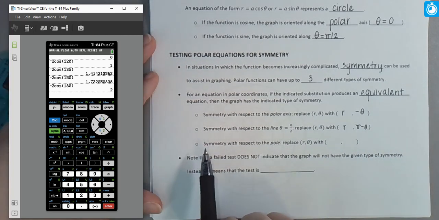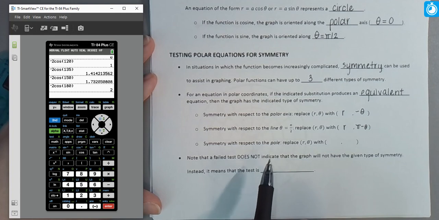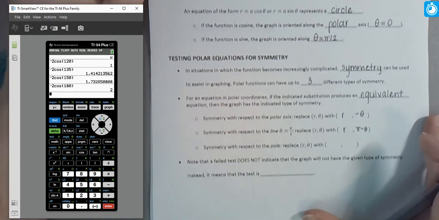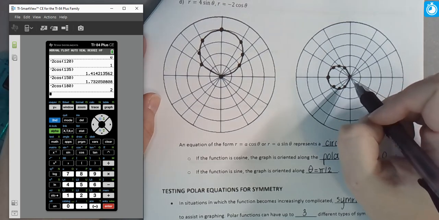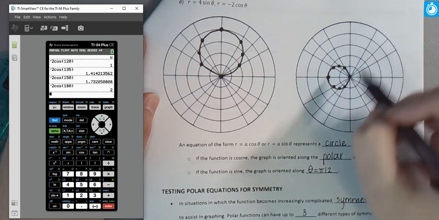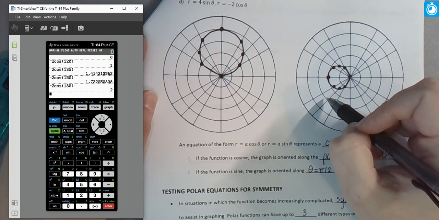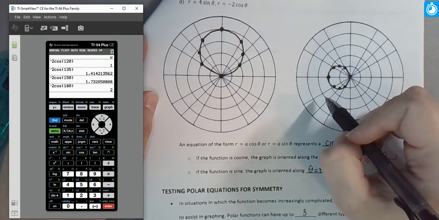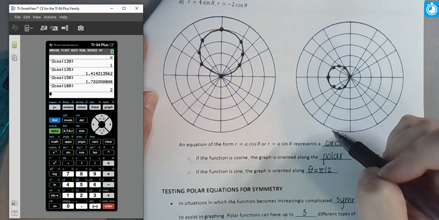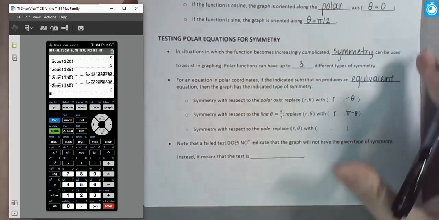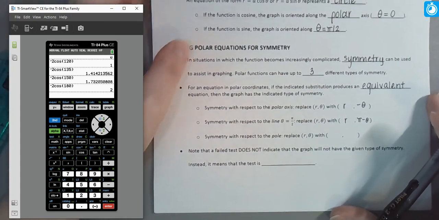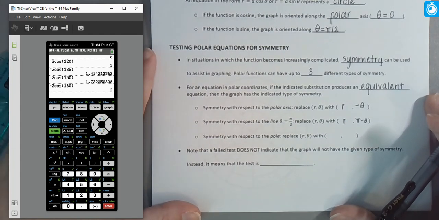And then our last type of symmetry is symmetry with respect to the pole. The pole is our name for the origin on the polar plane. So polar symmetry looks like origin symmetry. Think of it as a diagonal symmetry. That would mean we have symmetry both vertically and horizontally. It is fairly rare, but occasionally we will find an equation that has that type of symmetry.